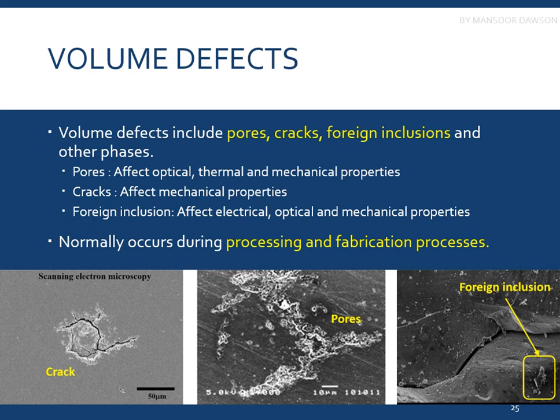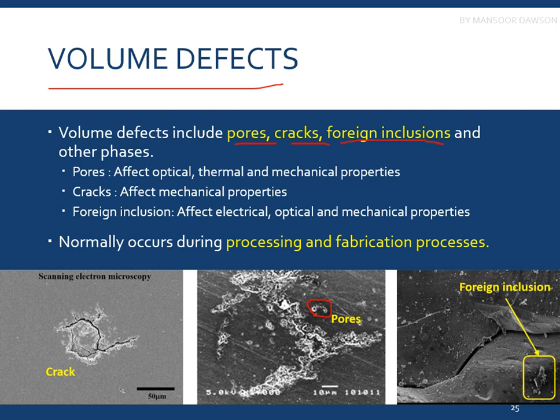And then we have volumetric defects, in which we have pores, cracks, and foreign inclusions. Again, these are called impurity atoms and other phases. The foreign inclusions are the atoms which we do not want in our alloy, or in our chemistry. Okay, so you can see here certain pores, which can be caused by a gas particle, or caused by a foreign inclusion.